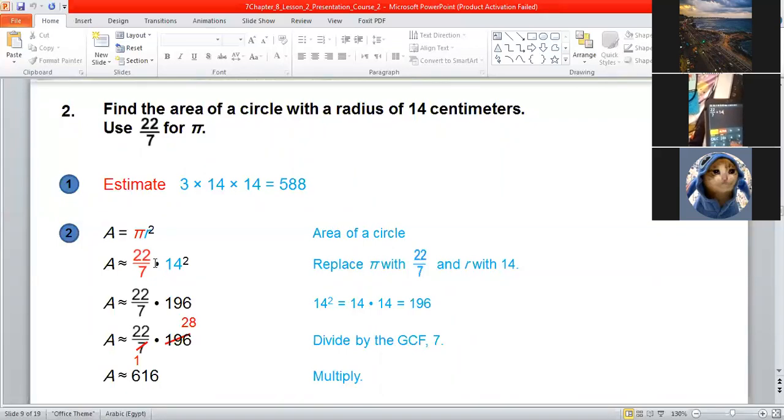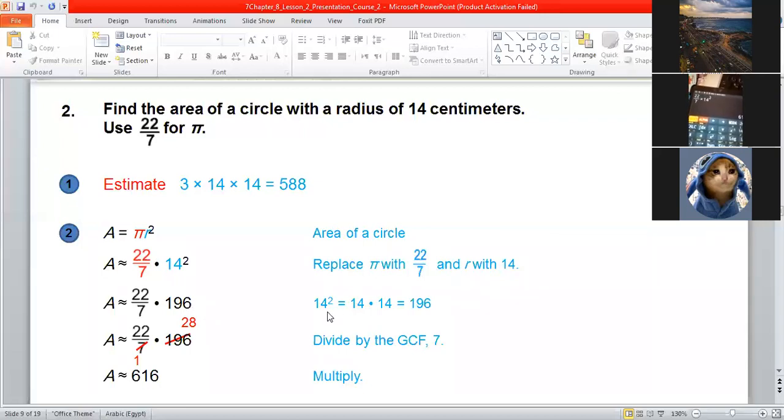Can you see how I write 14 squared, Muhammad? Yes. I write 14 and after that power 2, and click equal, it equals 616. Look with me at the screen now, Muhammad. We have 22/7 times 14 squared. 14 squared equals what, Muhammad? 14 squared here means 196.